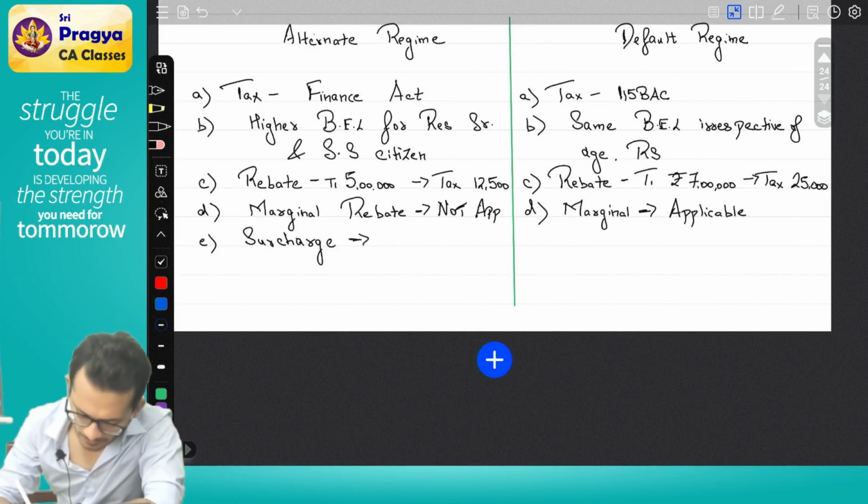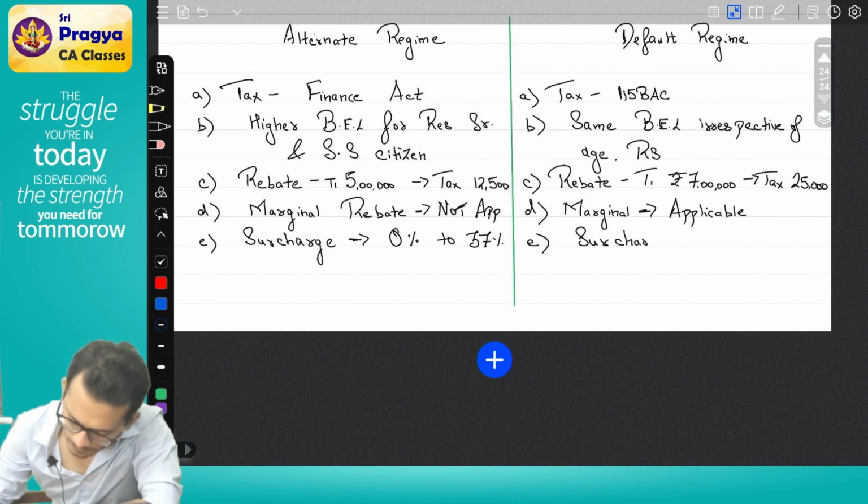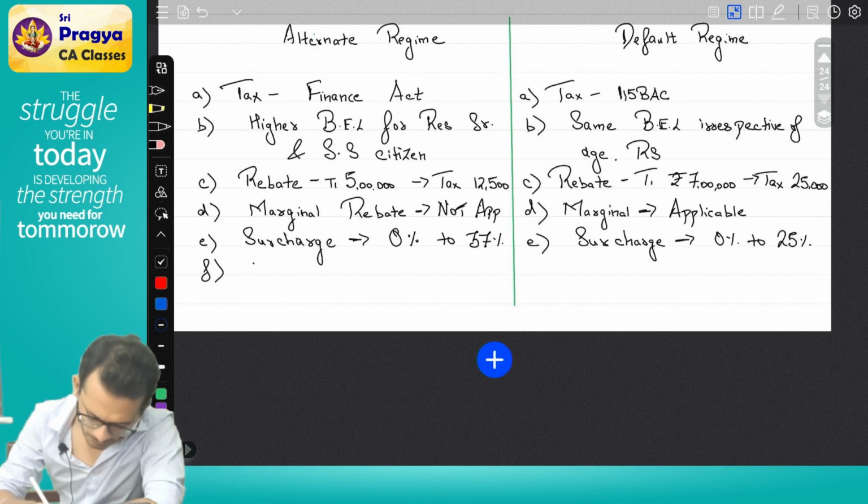Surcharge will come from 0% to 37%. On the right side, surcharge will come from 0% to 25%. Next, marginal relief. There or not there?